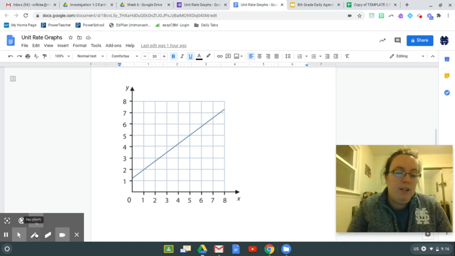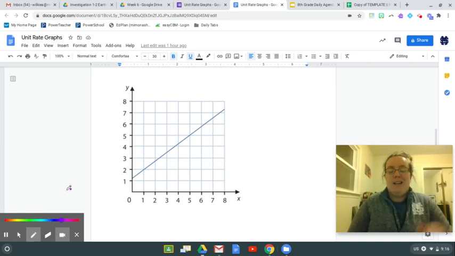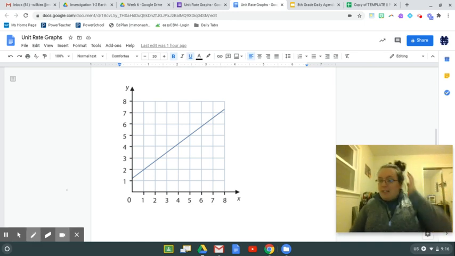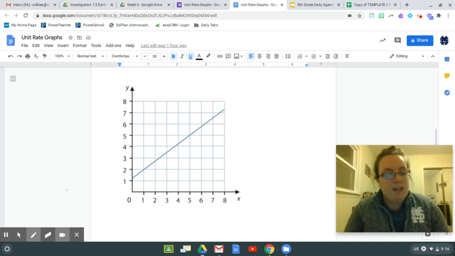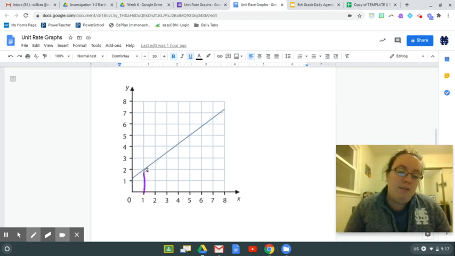Okay, we are going to look at this graph, and your instructions would say, find the unit rate using the graph. All right, we can do that. On our x-axis, our left and right, we're going to go over to 1 and then up to our line and see where it hits. Boom. Go over to the left. What number is it at? 2. Our answer is 2 over 1 for our unit rate.